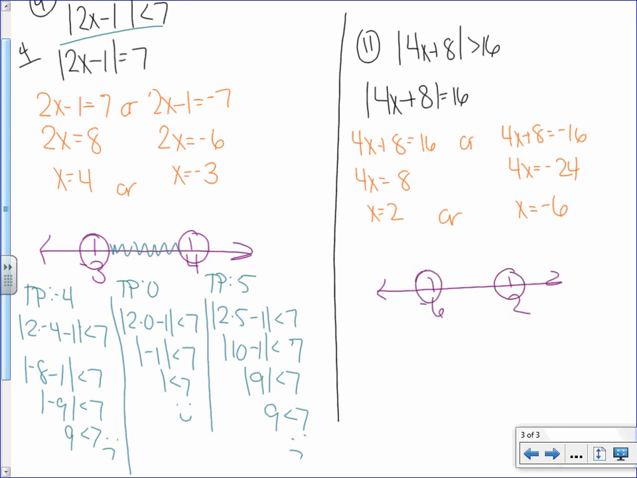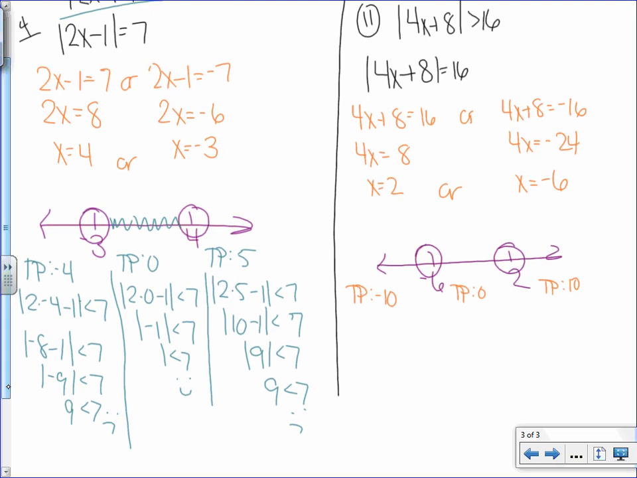There is no equal bar, so I have open circles. And let's pick some test points. I'll pick negative 10, 0, and 10. All right, 10s are kind of nice to work with. So let's test negative 10 in the original. So that's 4 times negative 10 plus 8. That's going to give me negative 40 plus 8, that's a negative 32. And the absolute value of negative 32 is positive 32, and that's definitely bigger than 16. So I'm going to shade over here.